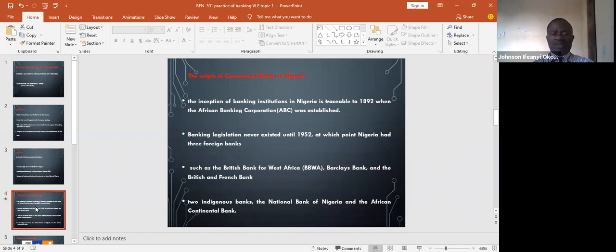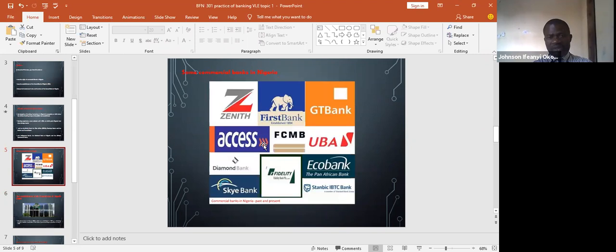Then we had some foreign banks that were established. These foreign banks were three: the British Bank for West Africa, BBWA, the Barclays Bank, and the British and French Bank. These were the three banks in existence at the point of the first banking ordinance of 1952. We also had some indigenous banks, the National Bank of Nigeria and the African Continental Bank. We should take note of these banks as they are very important.